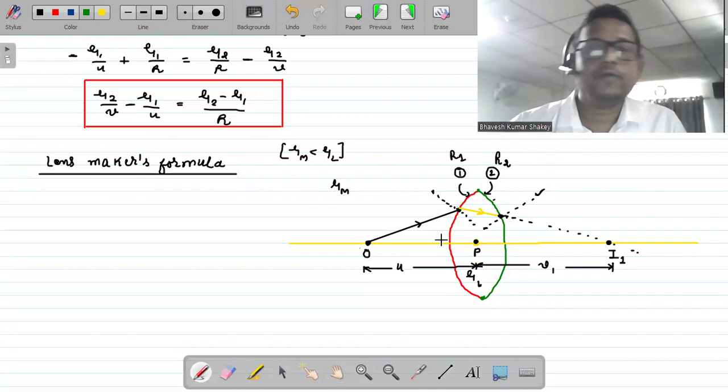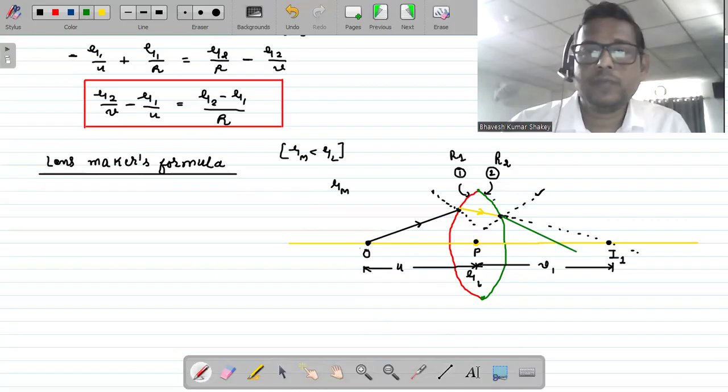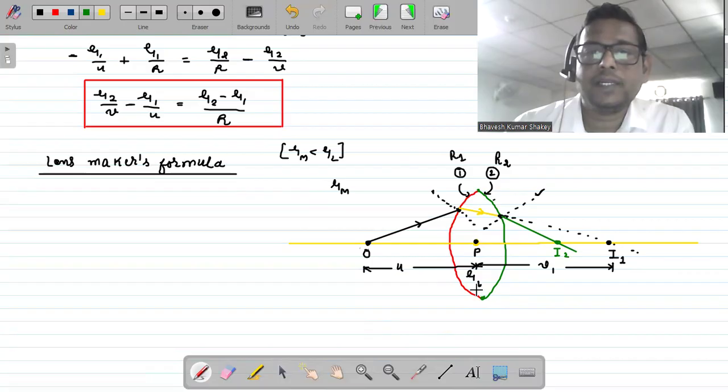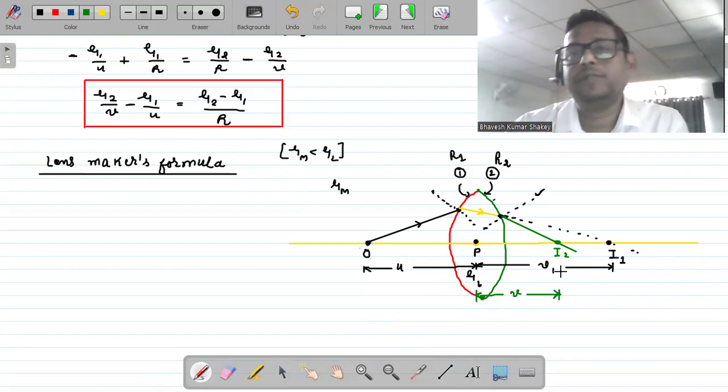So when it goes away from the normal, we'll get another image like this. Let's say the image is formed here. So this is the image I2. This image is formed because of the second spherical surface, and its distance from point P is, let's say, V. So this I2 is the final image.